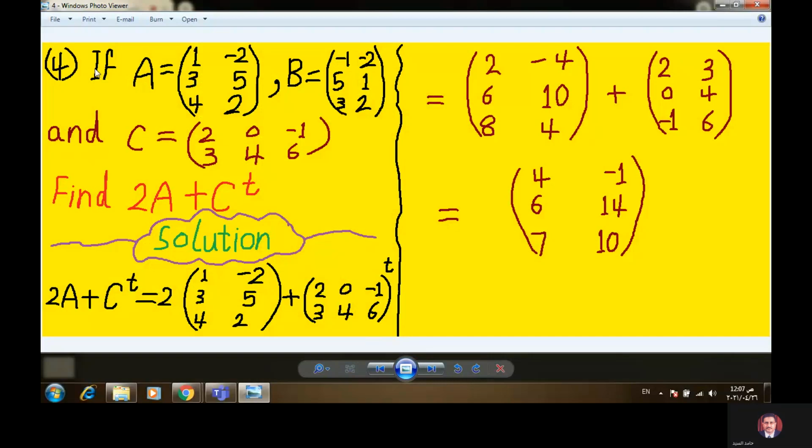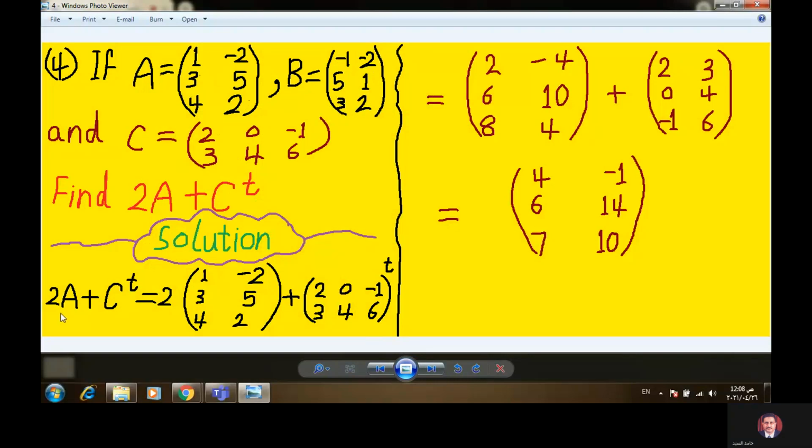Number 4. If A equal this matrix of elements 1, negative 2, 3, 5, 4, and 2, B equal this matrix of elements negative 1, negative 2, 5, 1, 3, and 2, and C equal this matrix of elements 2, 0, negative 1, 3, 4, and 6. Find 2A plus C transpose.